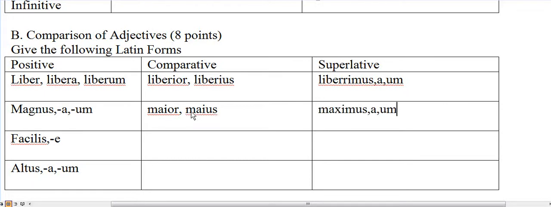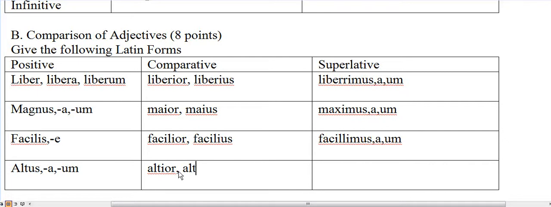You have to remember the 5 irregulars. Facilis is going to be F-A-C-I-L-I-O-R, and then F-A-C-I-L-I-U-S again. And then since it ends in LIS, you're going to double the L and add imus. Altus is completely regular. Take the stem for the comparative, IOR, and then IUS for the neuter. Take the stem for the superlative and add issimus.